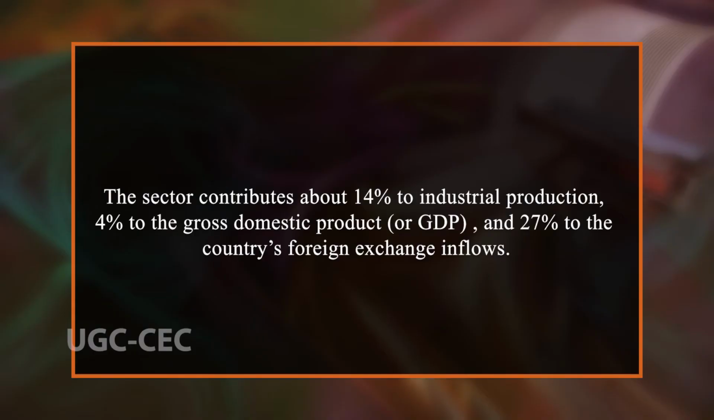Students, let's discuss the importance of the textile industry. The textile industry has made a major contribution to the national economy in terms of direct and indirect employment generation and net foreign exchange earnings. The sector contributes about 14% to industrial production, 4% to the gross domestic product, or GDP, and 27% to the country's foreign exchange inflows.